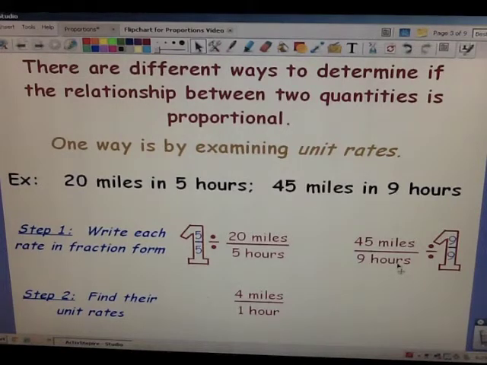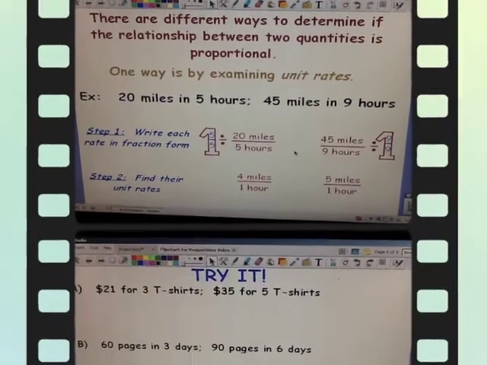On the second rate, we're going to divide by 9. 45 divided by 9 is 5. 9 divided by 9 is 1. So our two unit rates are 4 miles to 1 hour and 5 miles to 1 hour. They are not the same. Even though the hours are the same, their miles are different. 4 miles, 5 miles, they're not equal. Therefore, these two rates are not proportional.